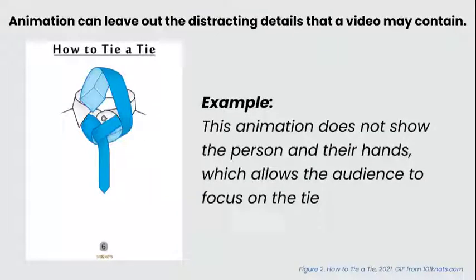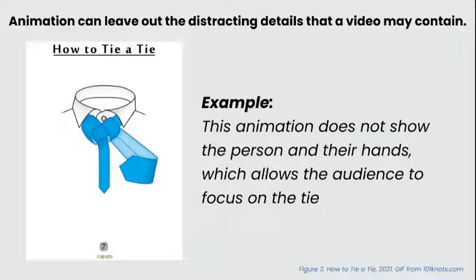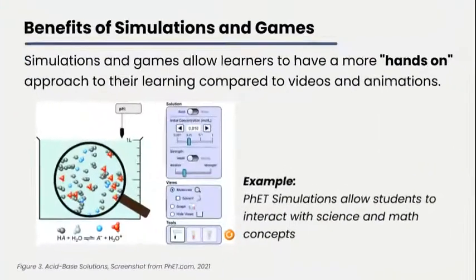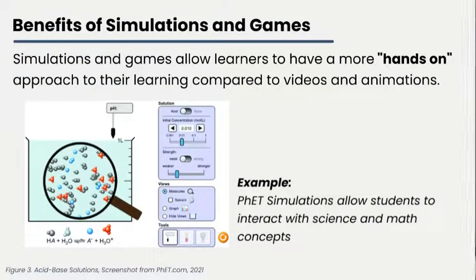In this example of how to tie a tie, the animation does not show the person and their hands, which allows the audience to focus just on the tie. Simulations and games allow learners to have a more hands-on approach to their learning compared to videos and animations. For example, PhET simulations allow students to interact with science and math concepts in a way that videos and animations do not allow.